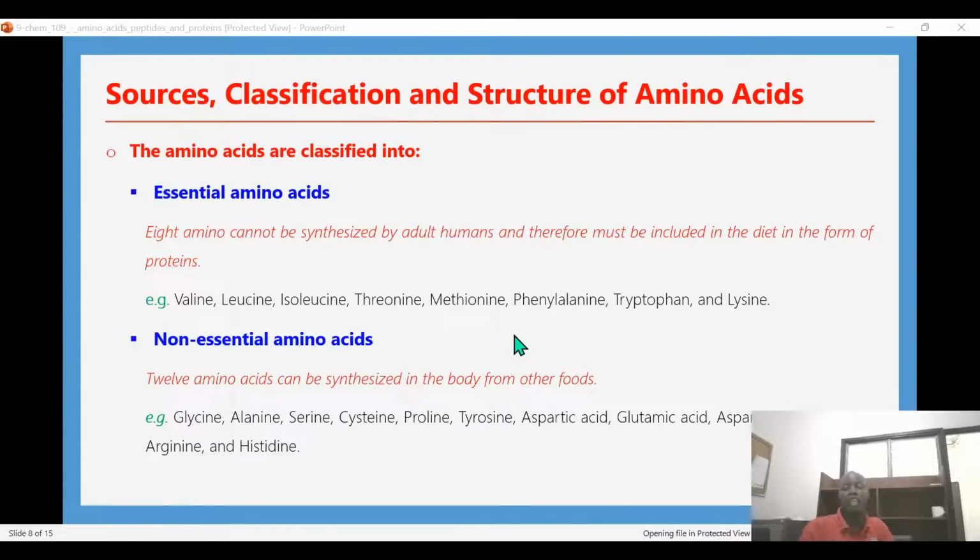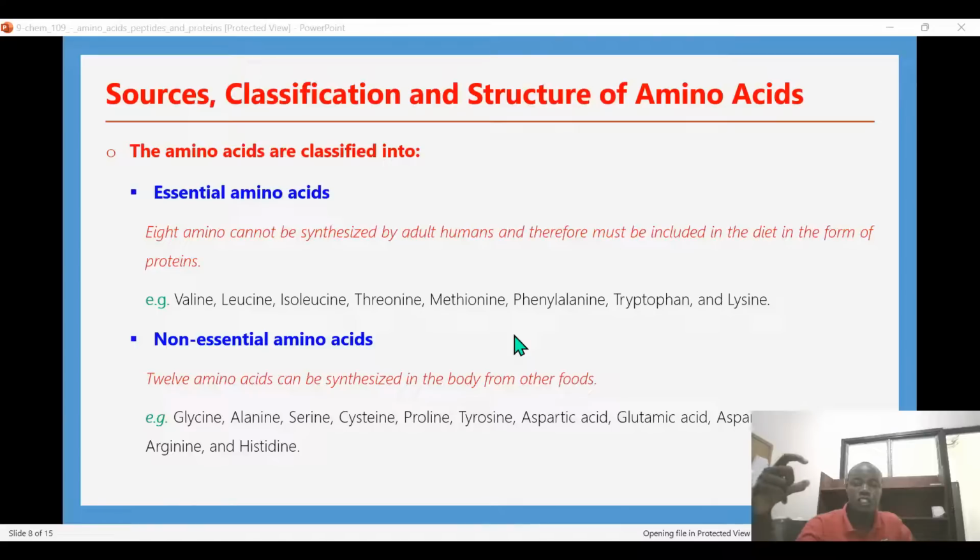And we have non-essential amino acids. Non-essential amino acids are the amino acids that our body can synthesize. So our body can synthesize this type of amino acids. And then we have them here. We have 8 amino acids that are essential, and we have 12 amino acids that are non-essential.